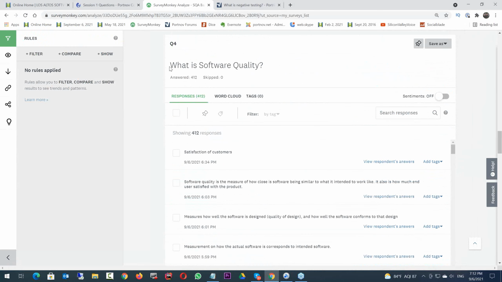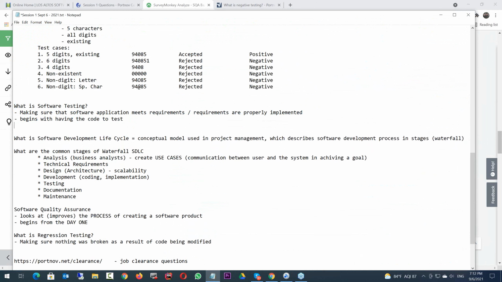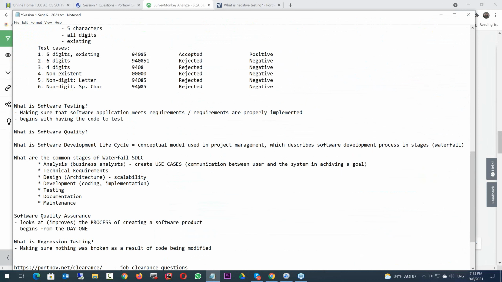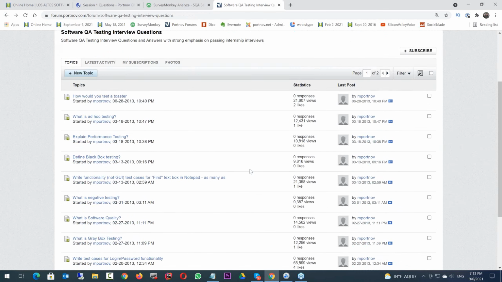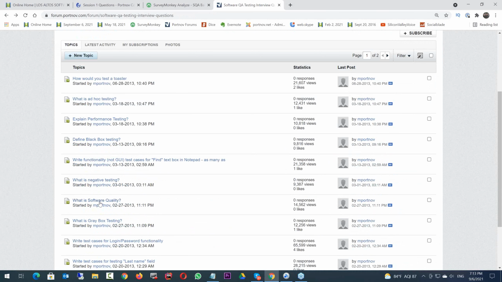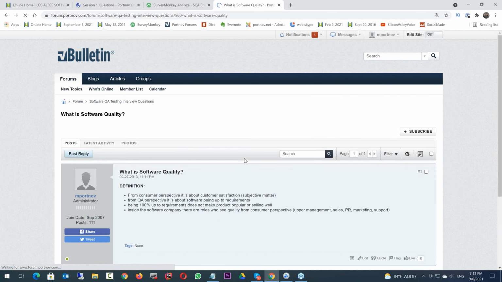Oh, software quality. What is software quality? Let's take it from here. Software quality is lifecycle. What is software quality? I believe we have something on the forum about quality, yes? We have it here. We actually have software testing as well.